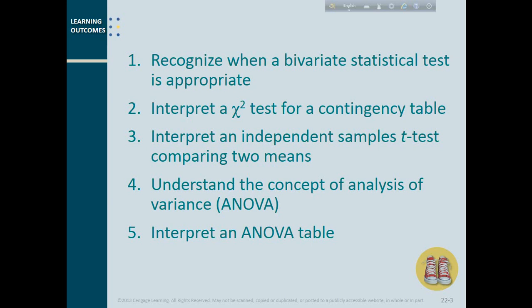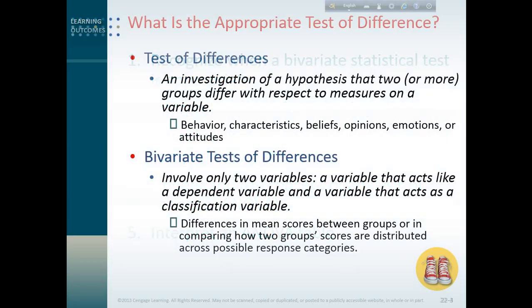We have 5 learning objectives today. First of all, we will see which bivariate test is appropriate under what circumstance, and we will be talking about 3 tests today: chi-square test, t-test, and ANOVA. As usual, I will be posting separate videos on these learning objectives, and in this video I will be discussing the first learning objective: recognize when a bivariate statistical test is appropriate.